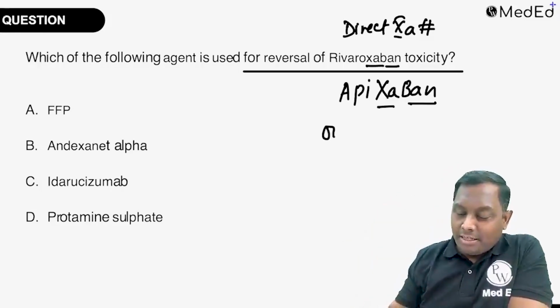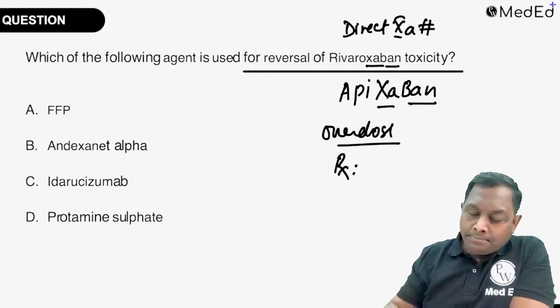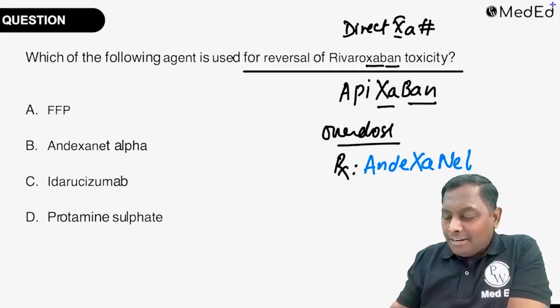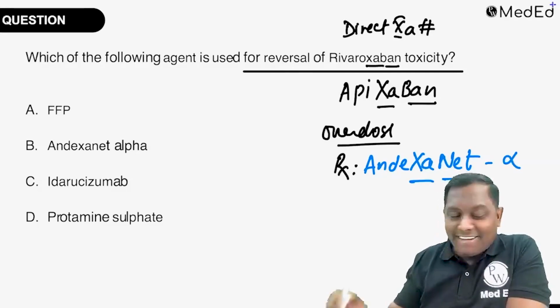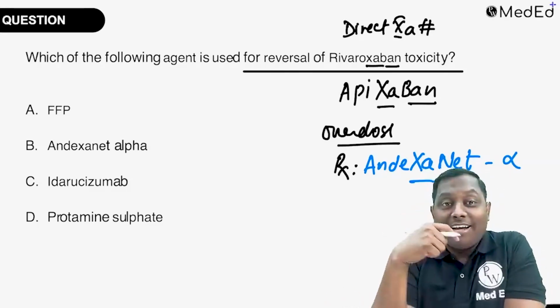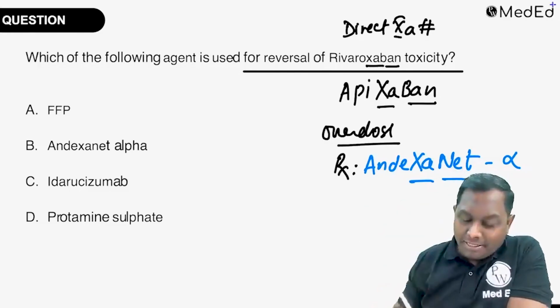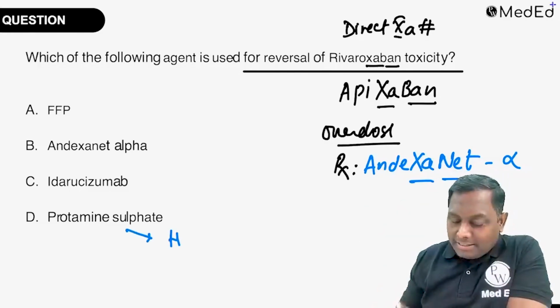And if there is any overdose of 10A inhibitors, then to neutralize this, we have an antidote. The drug that neutralizes 10A is Andexanet alfa. I think it's pretty simple. Protamine sulfate is the antagonist and antidote for heparin.